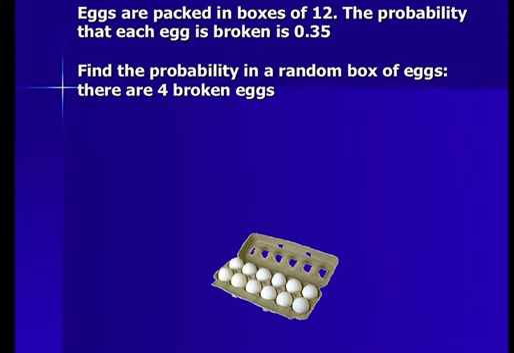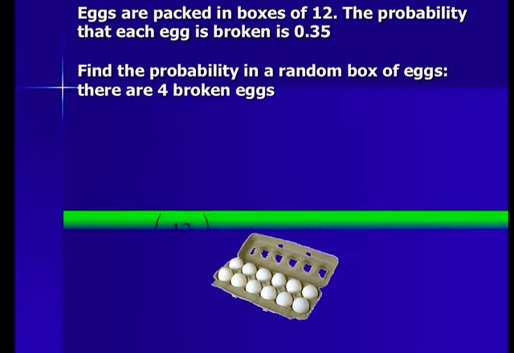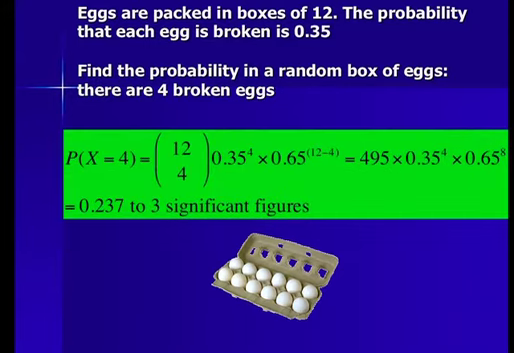Eggs are packed in boxes of 12. The probability that each egg is broken is 0.35, which is pretty high. Find the probability in a random box of eggs that there are 4 broken eggs. So the distribution we're looking at here is that we have 12 trials, and the probability of success, we're actually talking about a broken egg being a success, is 0.35.